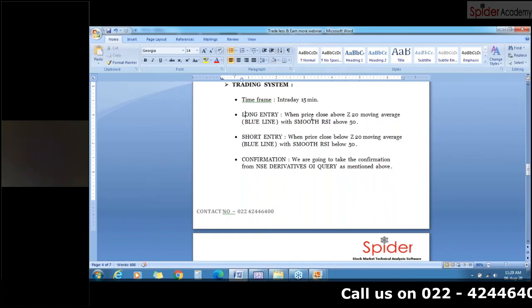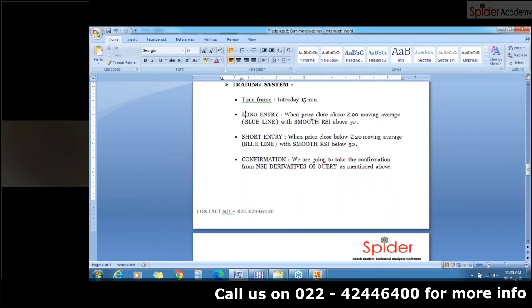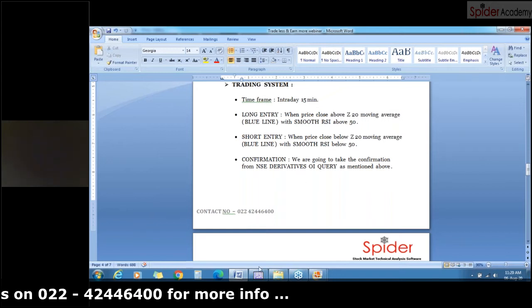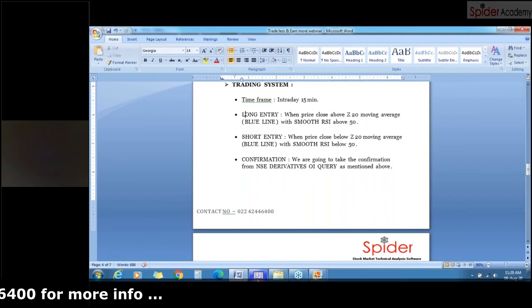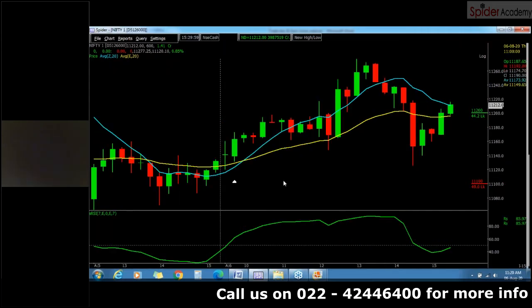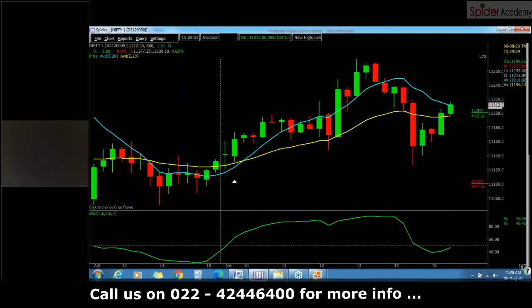And we will be taking the confirmation with the NSE derivatives OI query. So we will also look at the charts first. So we will go on charts. Here I have already made the screens for that. So just zoom in over here. As I said, we are going to use the intraday 15 minutes time frame over here.